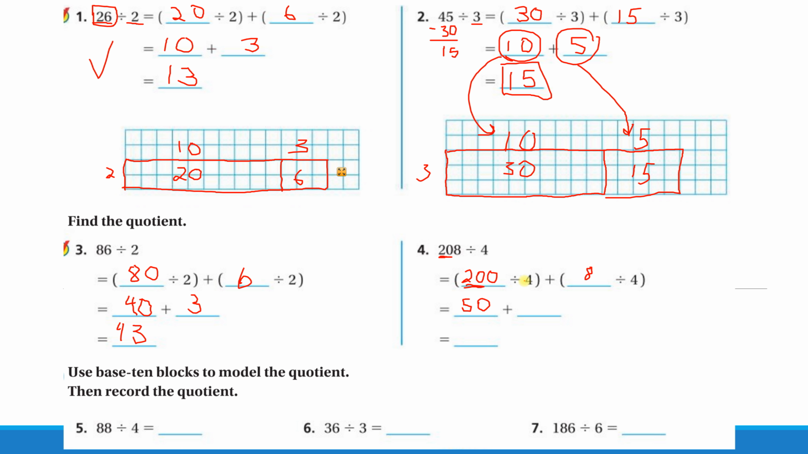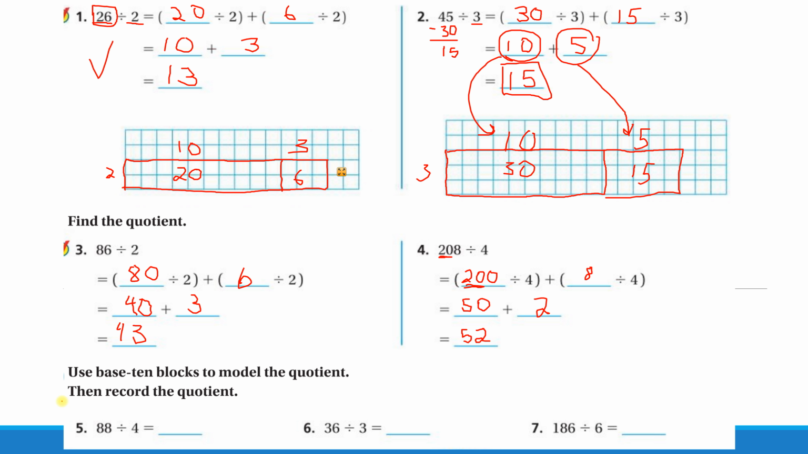And again, I could check that. 4 times 50 is in fact 200, so I'm okay, it checks. And then 8 divided by 4 is 2. So my final answer, take those 2 partial quotients, add them together, and I get 52.